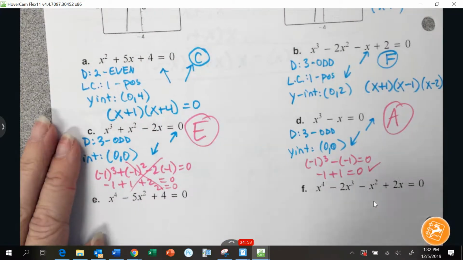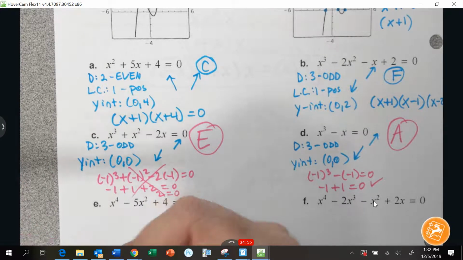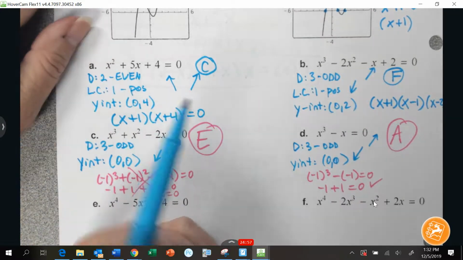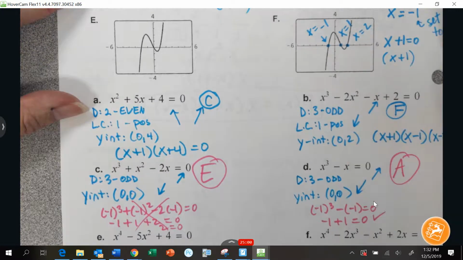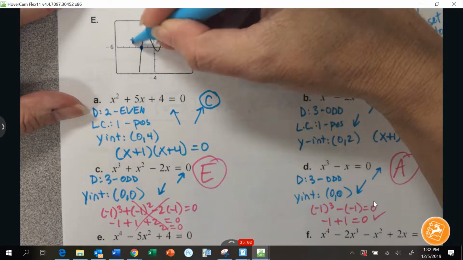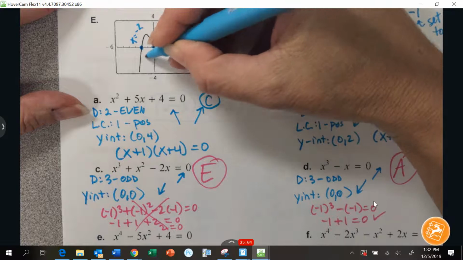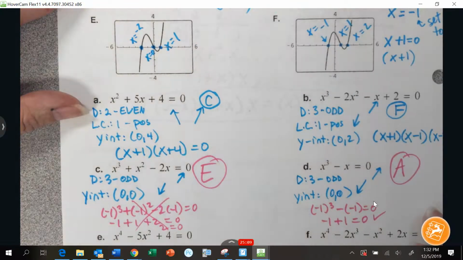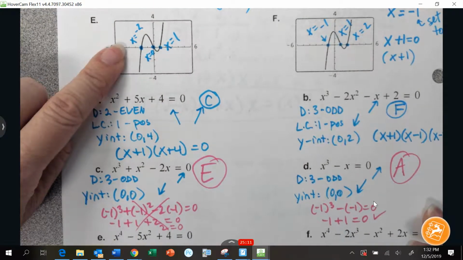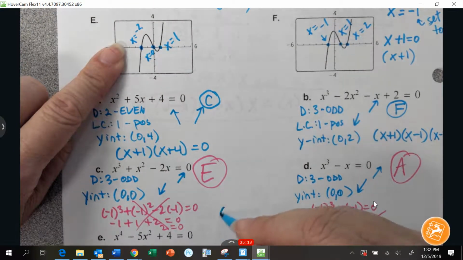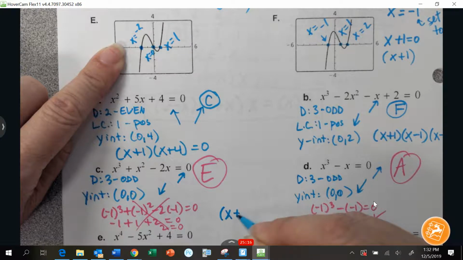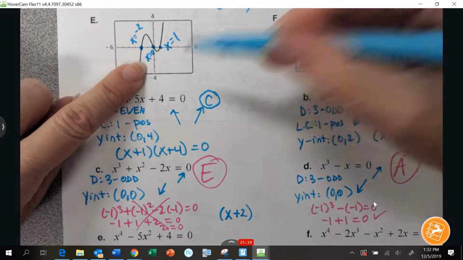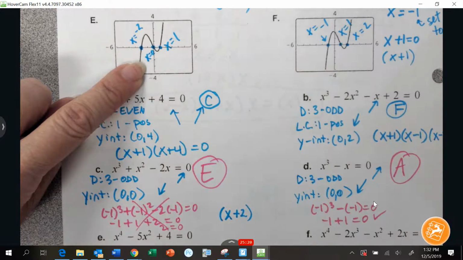Now we still have to write them in factored form by using their x-intercepts. So let's look at E first. X equals -2, X equals 0, and X equals 1. So how is X equals -2 written as a factor? X plus 2. Good, very good. Now how is X equals 0 written as a factor? It would just be X. I mean, you can write X plus 0, but that is X.